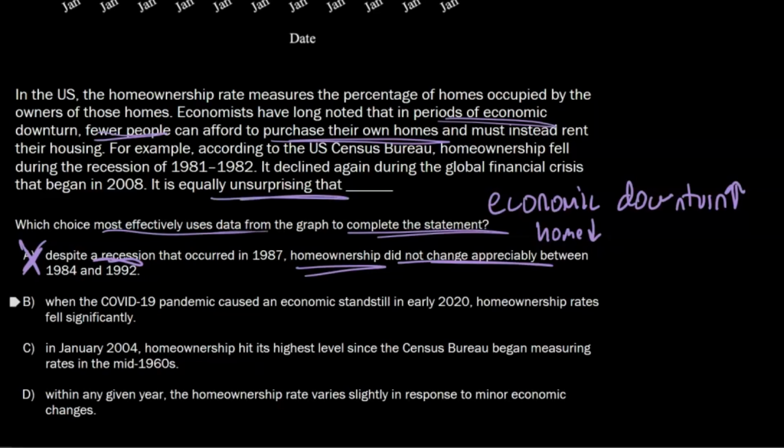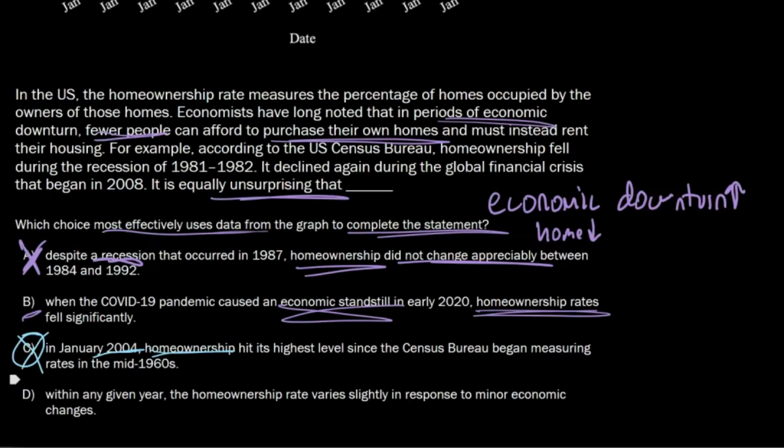Now, this is the next one. Home ownership rates fell significantly. Again, we know economic standstill, economic downturn, so it could be B. All right, let's take a look at another one. In January 2004, home ownership hit its highest level. It's not really related. We don't know what happened in January 2004. The College Board is not expecting you to know what happened in January 2004. So this is not our answer.